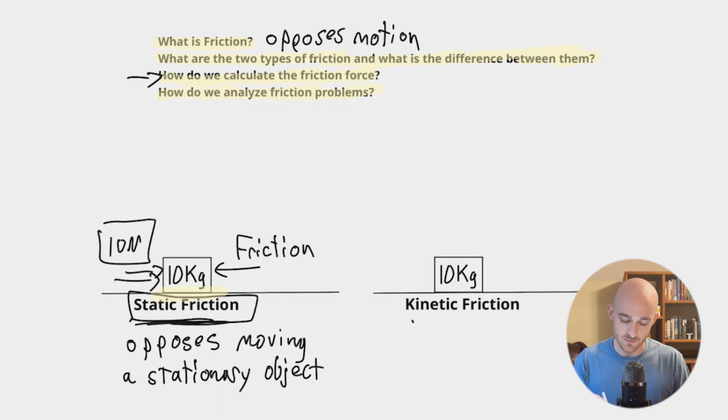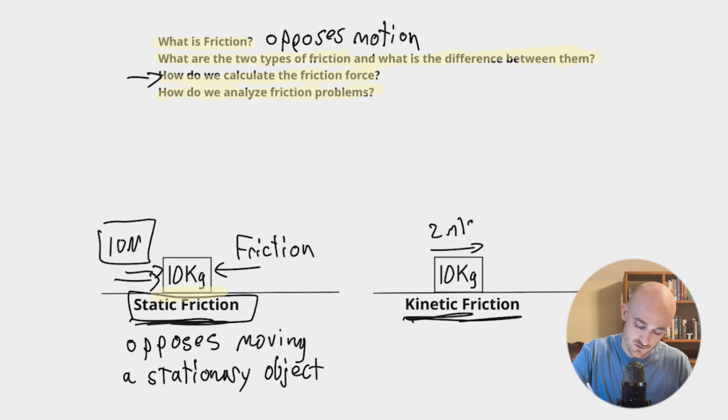But for now, let's just talk about the concept of kinetic friction. In this situation, we have the same 10 kilogram box, but this time, let's say it's already moving to the right, with a velocity of 2 meters per second. The kinetic friction force is the force that's trying to stop this box from moving, and it also points against the motion. So since the box is moving to the right, that means that the friction force has to point to the left.